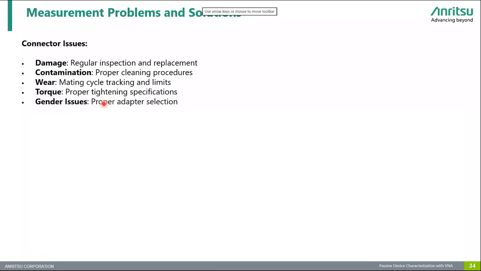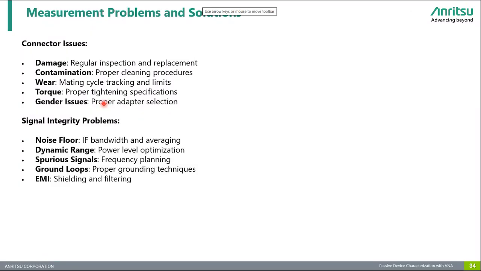Next, we face signal integrity problems. These include noise floor limitations, dynamic range constraints, and spurious signals. Solutions involve optimizing power levels, using IF bandwidth and averaging techniques, and careful frequency planning. Ground loops and EMI can be mitigated through proper shielding and grounding.